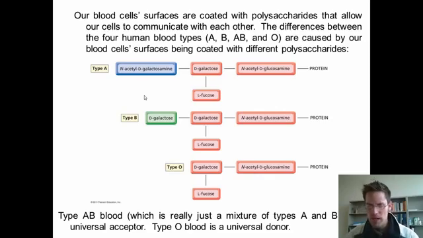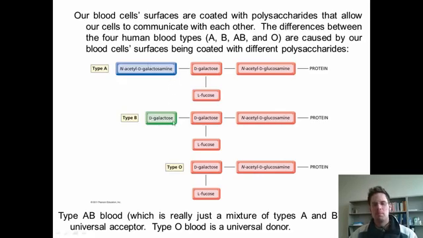The differences between the 4 human blood types, which are A, B, AB, and O, are caused by our blood cell surfaces being coated with different polysaccharides. So a person who has blood type A has blood cells that are coated with this particular pattern of polysaccharides: N-acetylglucosamine attached to the phospholipid membrane with D-galactose bound to L-fucose, and then this N-acetyl-D-galactosamine dangling off of it.